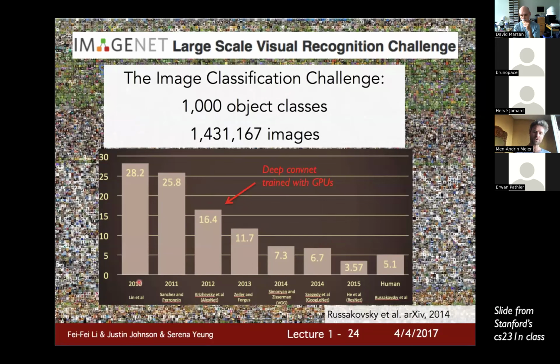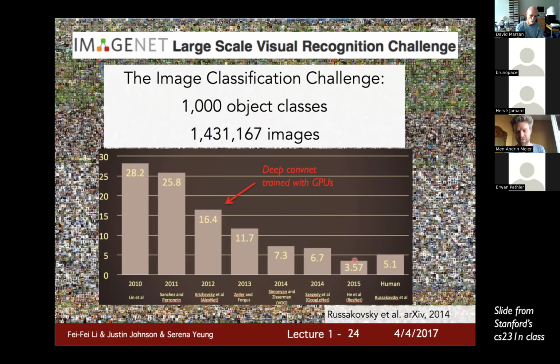What you see here is the progress of the best models over the years from 2010 until about 2015. This is an error rate, so how many images were misclassified. And you see how this dramatically went down, especially in 2012, when the first deep convolutional network trained with graphics processing units became a thing.